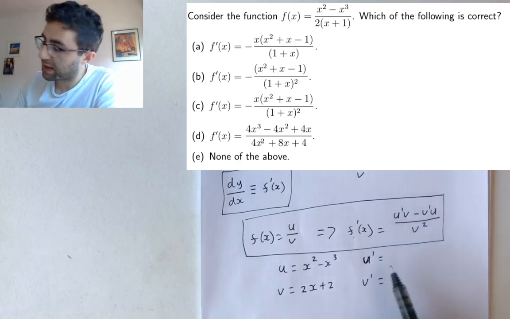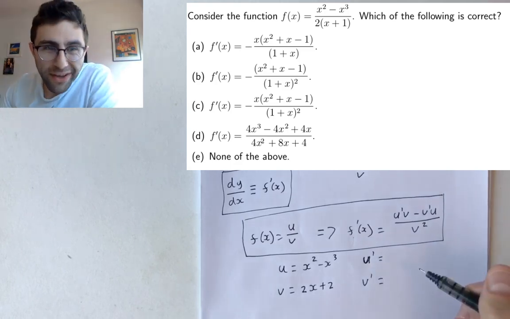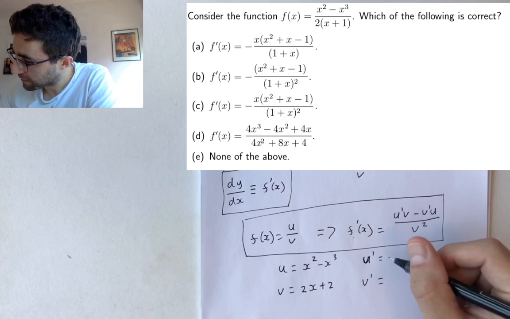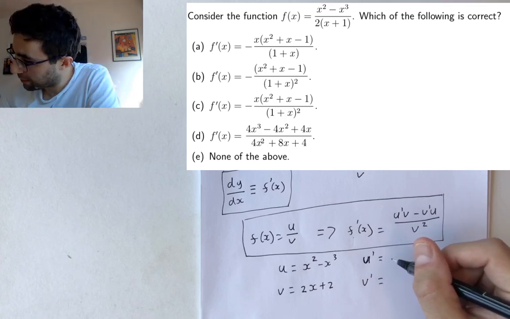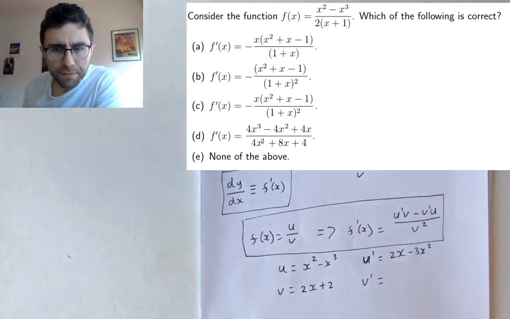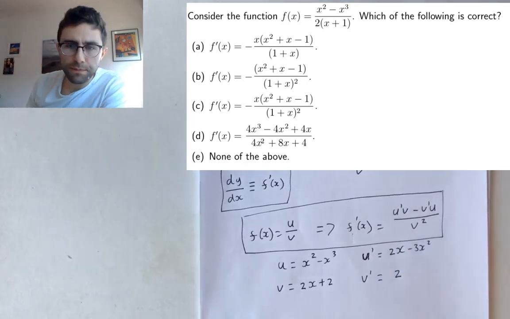It's nice to get used to that notation. There's not so much writing, less ink used. More ink preserved for the generations to come. So what am I doing? Differentiating u gives 2x minus 3x squared. And differentiating v gives 2.